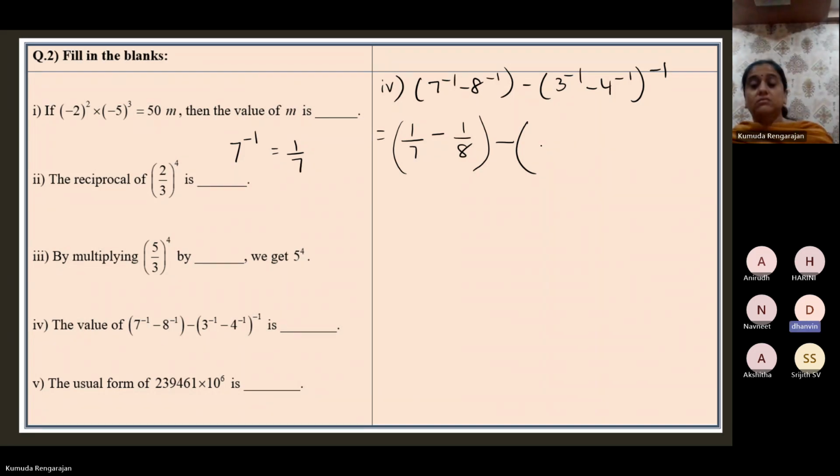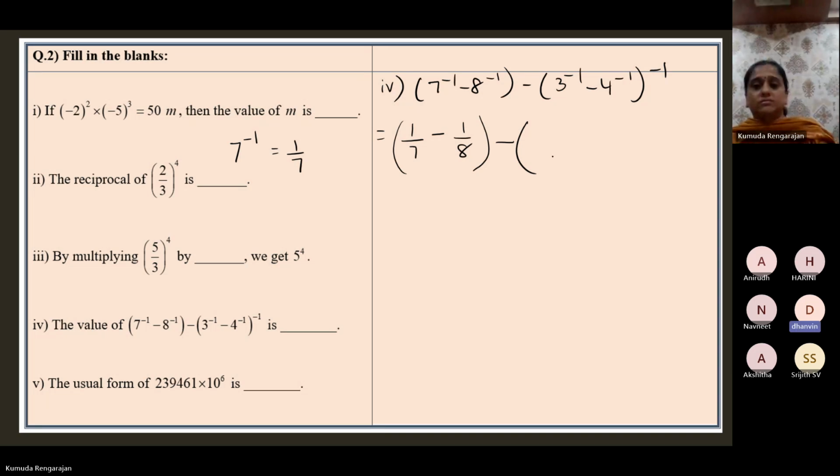Ma'am, is the answer 58/19? No, what next? Ma'am, next step. I haven't completed this step still, right? Yes, ma'am. Minus open bracket. Ma'am, how am I supposed to continue the multiplication?